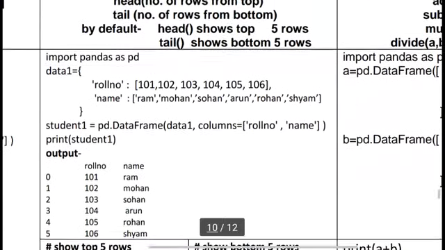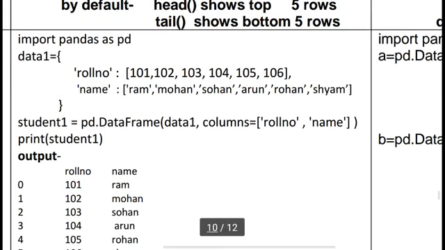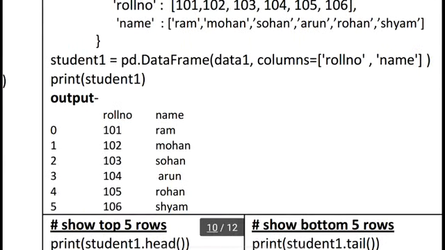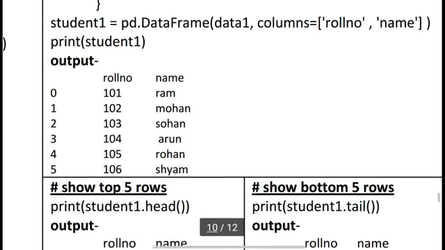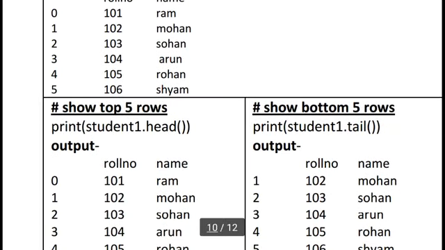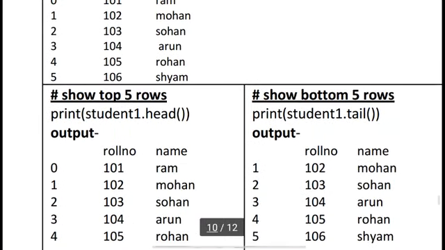For this purpose I am using a simple data frame, student1, with a set of roll numbers and names. We already know how to create a dictionary of lists, and this data I am displaying. So here you can see the total: 101, 102, 103, 105, 106. We have 6 students and their respective data, but I want to display the top 5 rows. So you can see I am using student1.head. By default the head method shows the starting 5 rows.